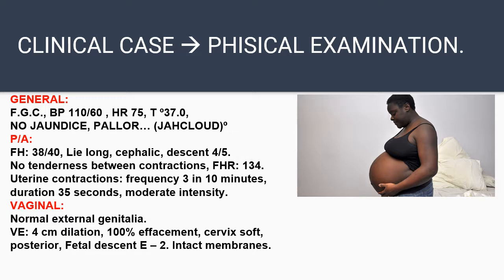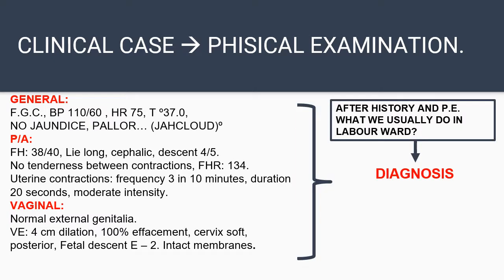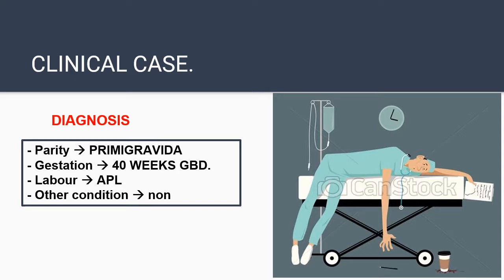So what do we do after all this? In this situation, we have a normal pregnancy, a normal labor. Well, we saw in the pyramid that after the clinical history and then the physical examination, we have to make a diagnosis. So what is our diagnosis in this situation? To make our diagnosis, we need to be ordered also. So the things that we have to put in our diagnosis in order is, first, the parity. That is important, and that information you get in the clinical history about the obstetric history.